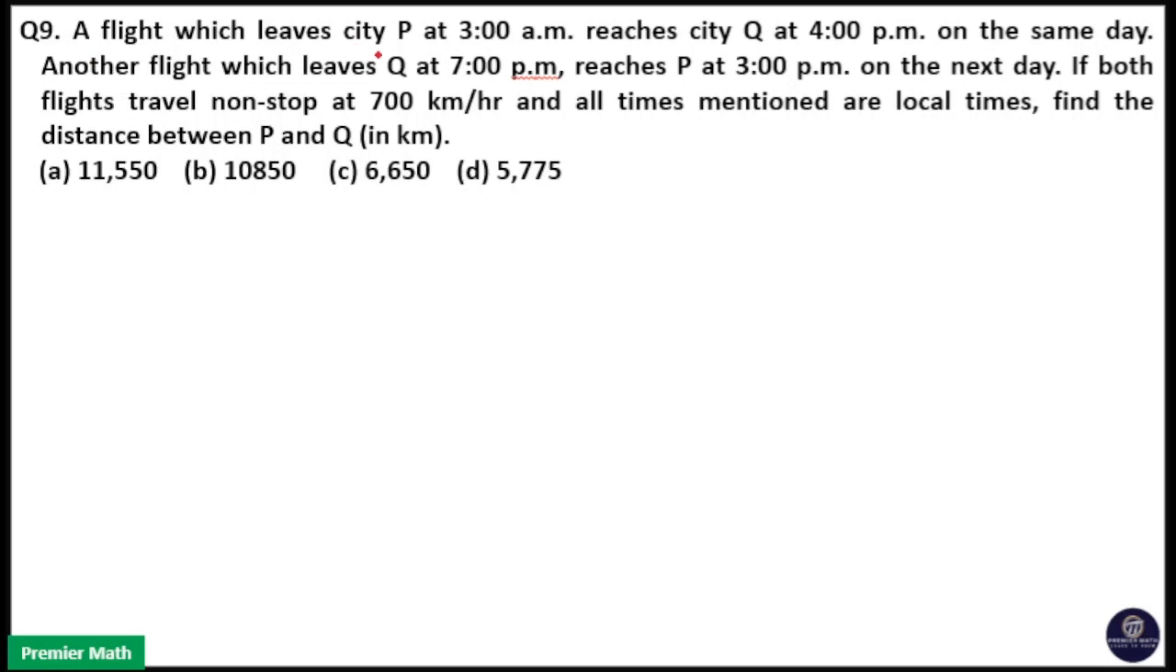A flight which leaves city P at 3 am reaches city Q at 4 pm on the same day. Another flight which leaves Q at 7 pm reaches P at 3 pm on the next day. If both flights travel non-stop at 700 km per hour and all times mentioned are local times, find the distance between P and Q in kilometers.